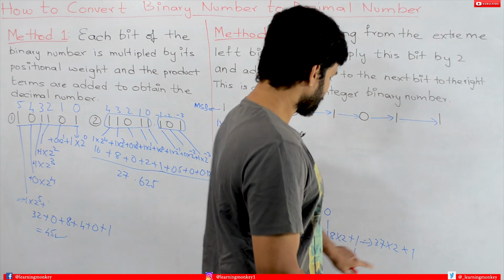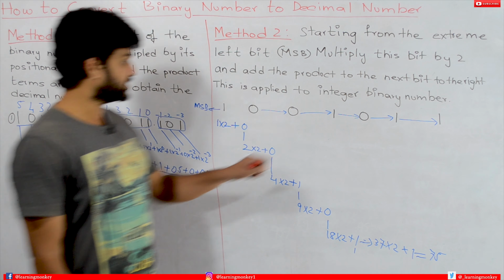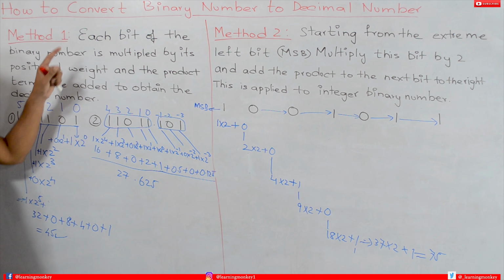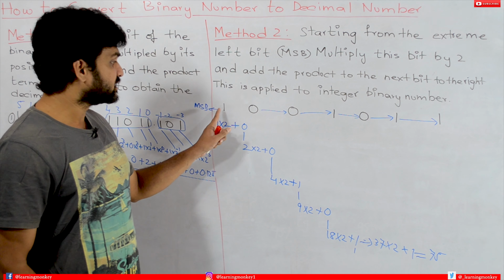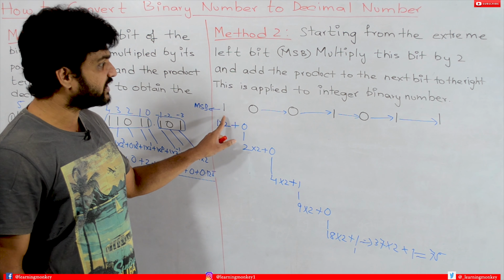Okay, so try to convert this number by using this method. You are going to get 75. So the decimal value of this binary number is 75. Okay, so these are the two methods to convert a binary number into a decimal number. Hope you got the clarity on this concept.